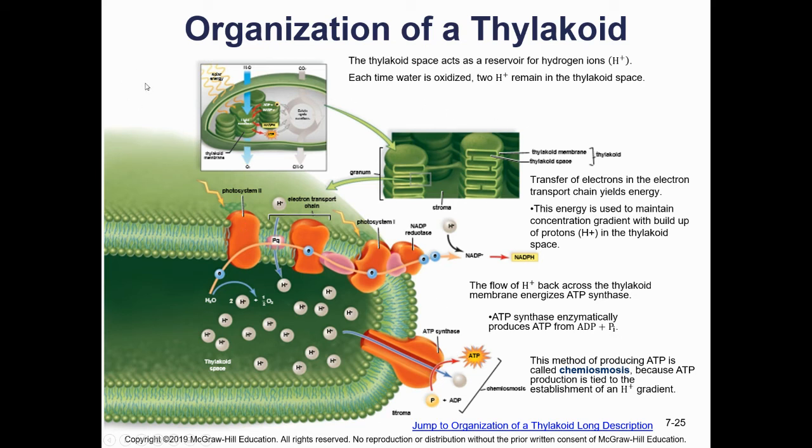So starting at photosystem 2, light comes in and splits my water. Two hydrogens remain, right, H2O. We have two hydrogens here, and that electron gets bounced off here to go get passed down the electron transport chain. From here to here to here to here to here to here.